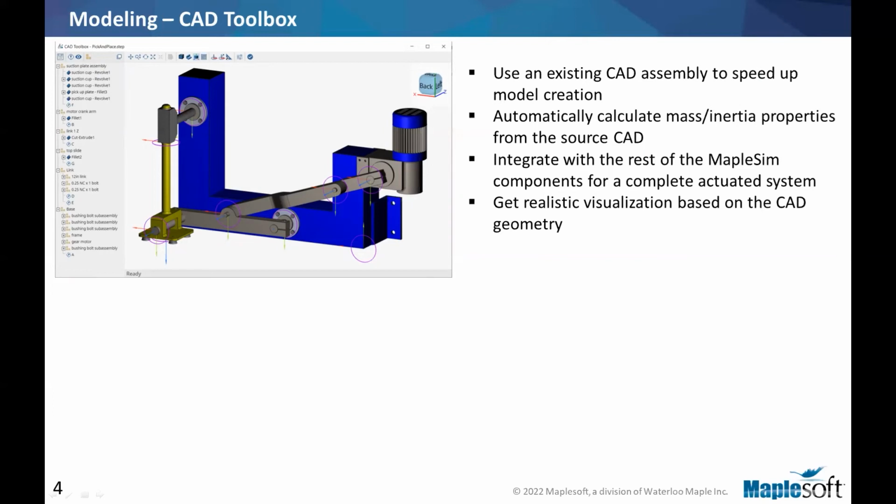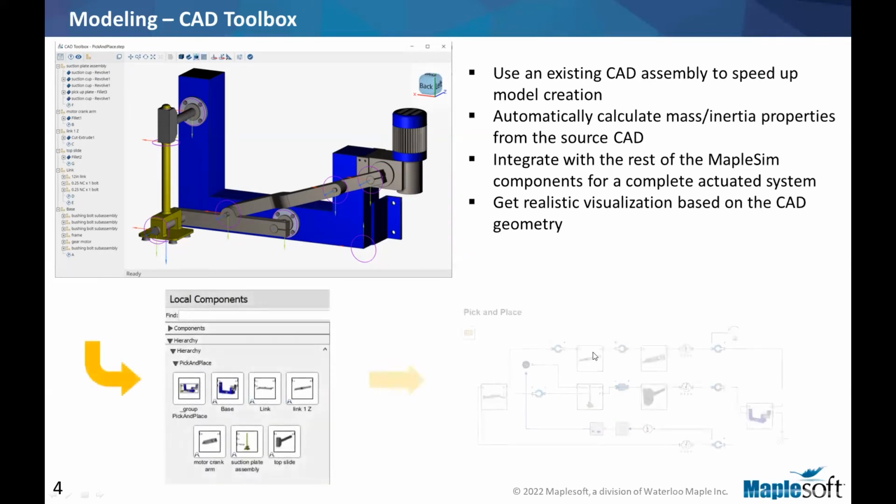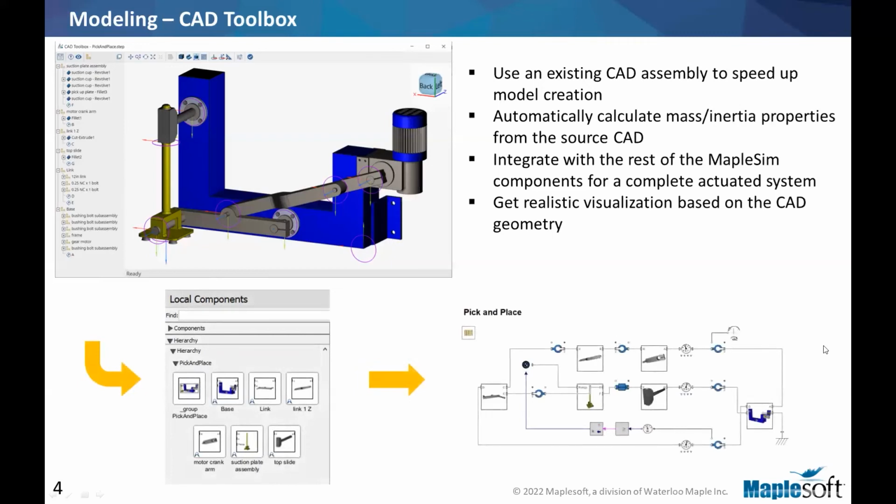And then the final part is when you run your simulation, you will also be able to get a 3D representation of your system in the results view. So you'll be able to see your system in action moving along. And here we can see the components that are being generated. Again, this is that same mechanism that was built and shown previously. But this is the workflow with the CAD Toolbox.